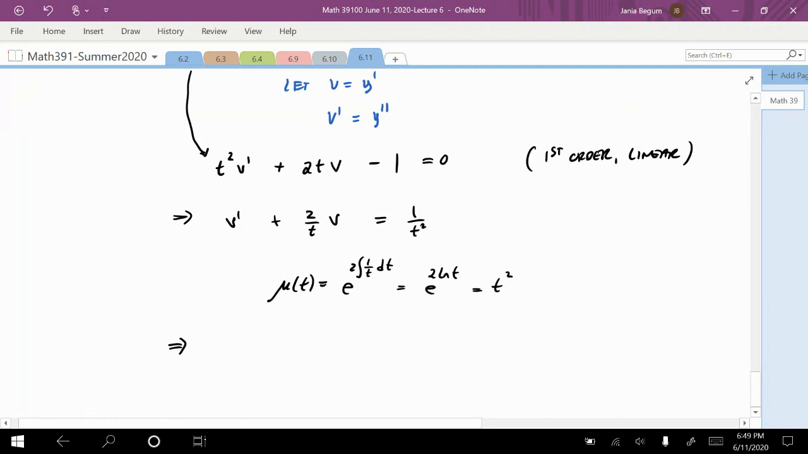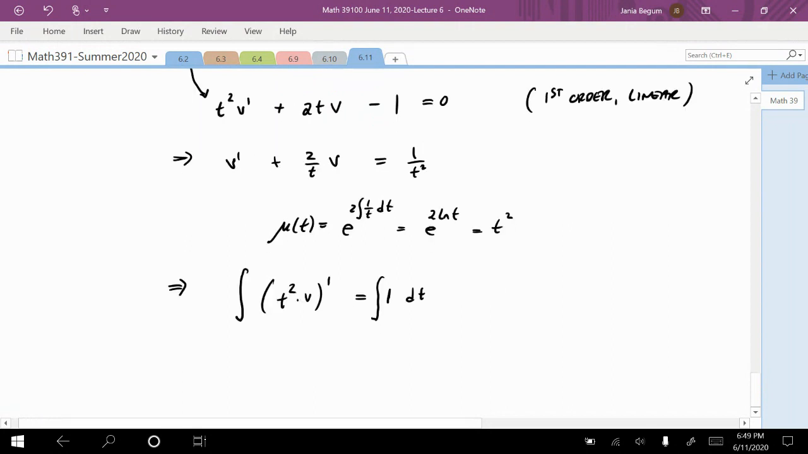So our differential equation above becomes the derivative with respect to t of, I'm just going to write it this way so it simplifies a lot of the writing, the left side is just mu, which is t squared times v prime. Instead of writing d over dt, I'm writing the prime symbol. And on the right side, we have 1. Now we can integrate both sides with respect to t. The differentiation and integration cancel on the left side. We have t squared times v is equal to the integral of 1, which would just be t plus a constant c.